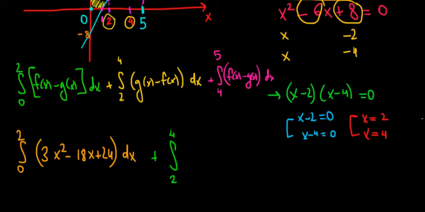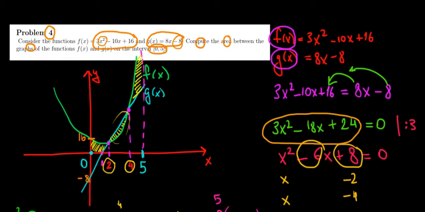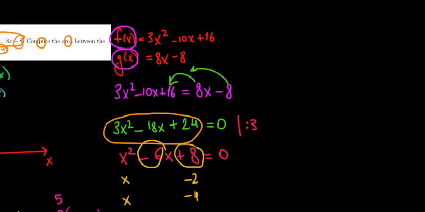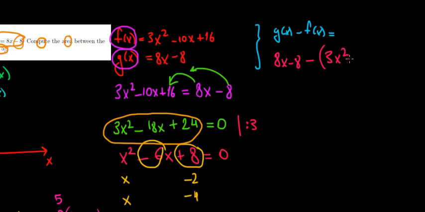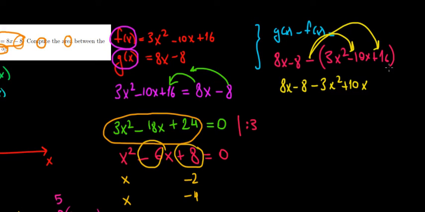What is g of x minus f of x? Well, let's solve it over here. G of x minus f of x is equal to 8x minus 8 minus f of x, which is 3x squared minus 10x plus 16. Now if you open the brackets, what do we get? We have 8x minus 8 minus 3x squared, then minus 10x, that's plus 10x, minus 16, so minus 16.